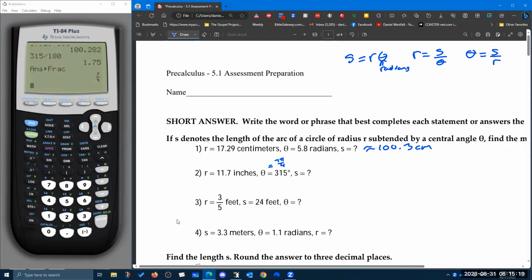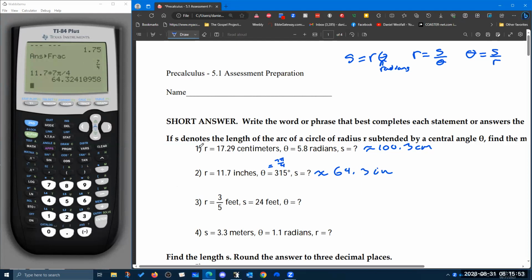And so I'm going to multiply now 11.7 times 7 pi over 4 radians. And I'm going to say that S is approximately 64.3 inches.